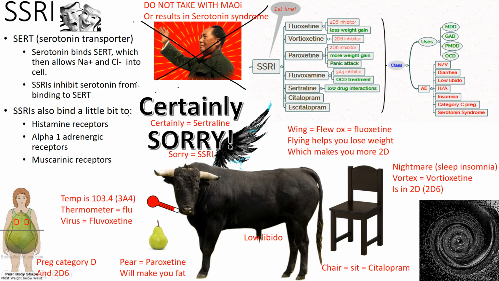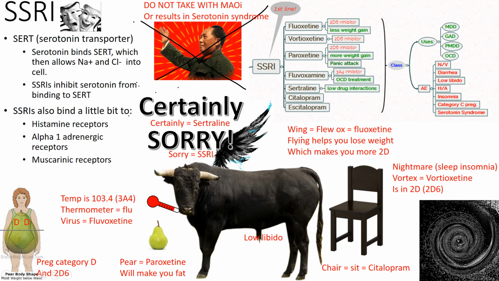Now up here I drew a picture of Mao Zedong. Why? Because you do not take SSRIs with monoamine oxidase inhibitors, or MAOIs, okay? Because why? It'll cause serotonin syndrome, and that's where your blood pressure gets super high and you can die from that. So that's a dangerous thing.